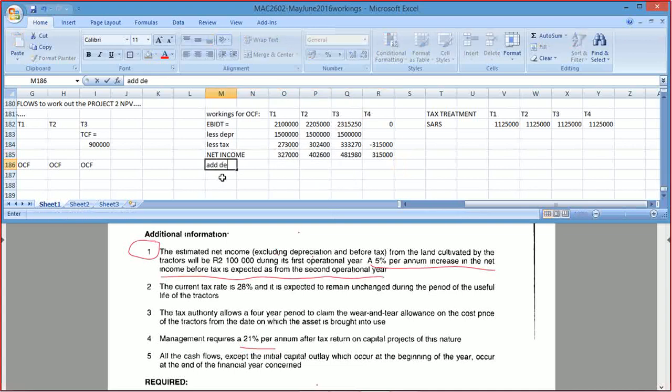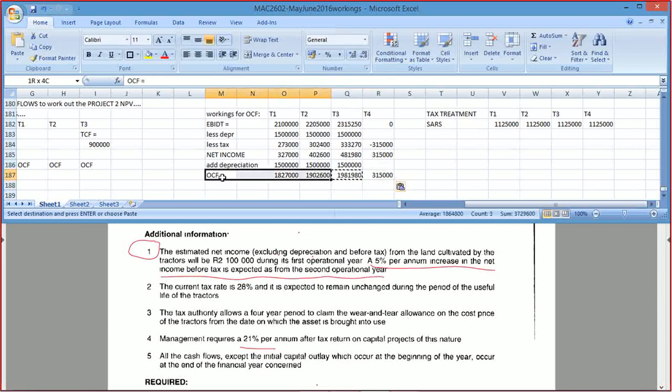Okay, and then you add back depreciation to get OCF. Depreciation is what you would have processed. So add back depreciation. Obviously that would just be that. Okay, there's your OCFs. Now you've got it. Okay, did that make sense? Do you have any questions about that?